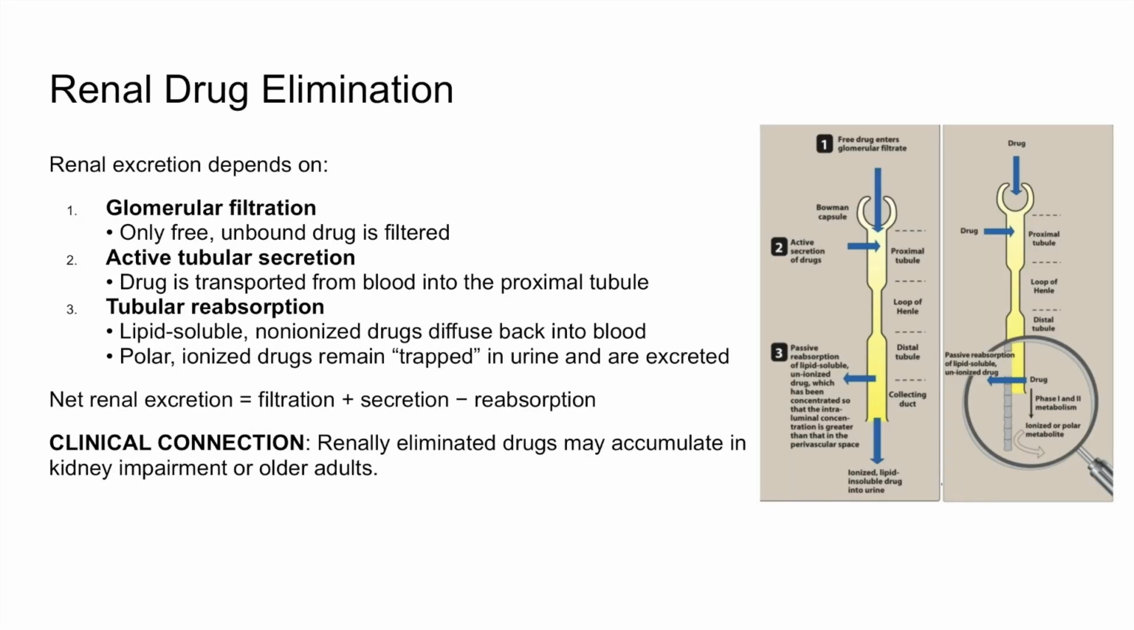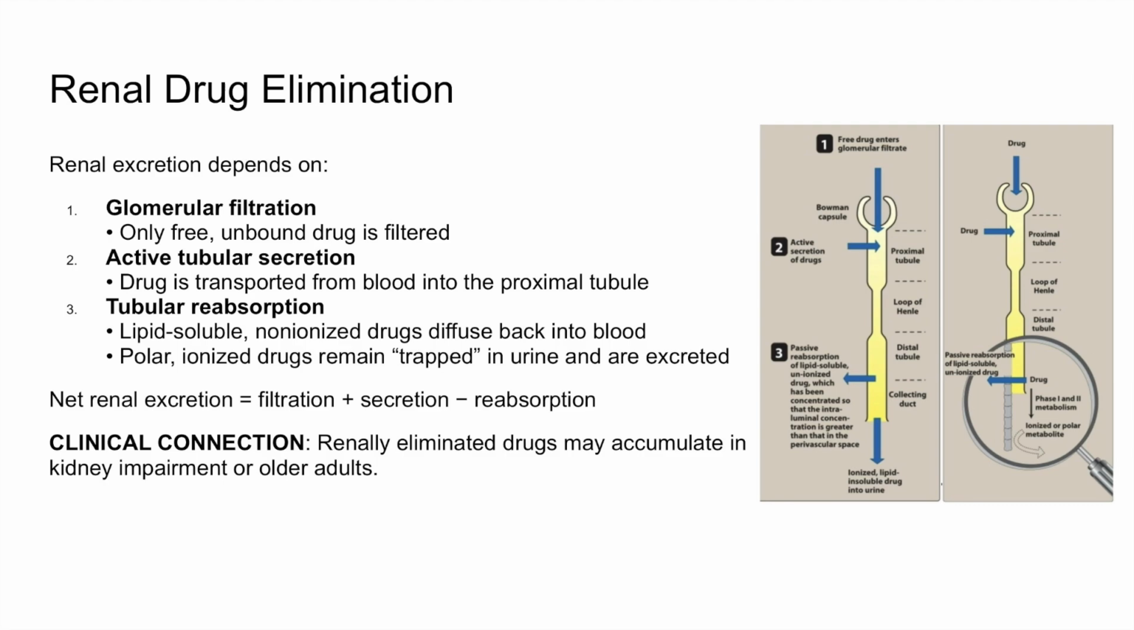All right, and here we have renal drug elimination. So renal drug excretion reflects three processes, right? GFR, or glomerular filtration, active tubular secretion, and tubular reabsorption. During glomerular filtration, only free unbound drug enters the filtrate. And say it with me now, protein-bound drug remains in circulation, right? Active secretion transports drugs from peritubular blood into the proximal tubule. Because this process uses transporters, it can be saturable and subject to competition.